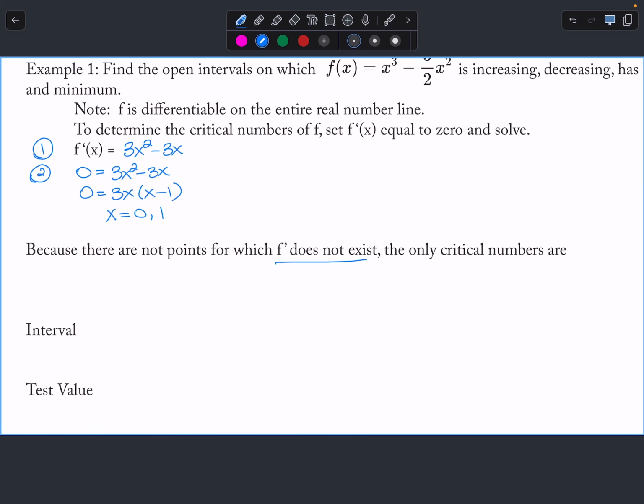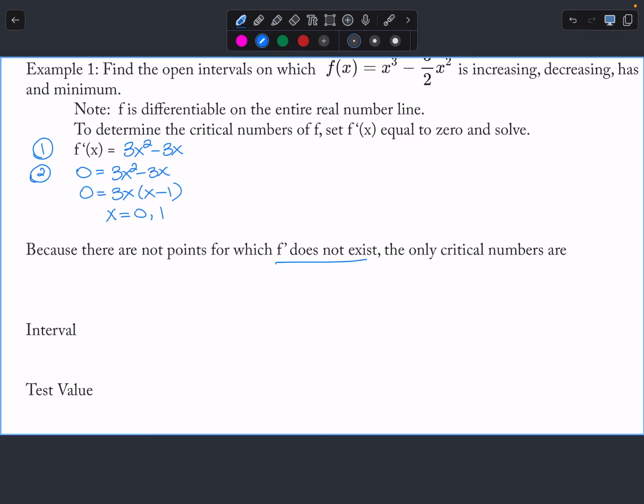Any questions so far about critical numbers? Critical numbers are where we're possibly at a relative min or a relative max, and where your derivative is equal to 0. Any other questions?